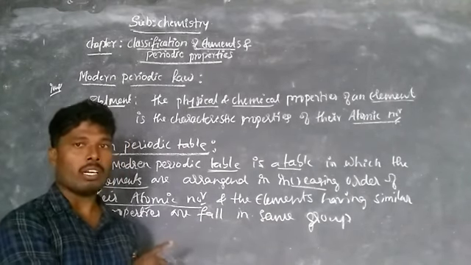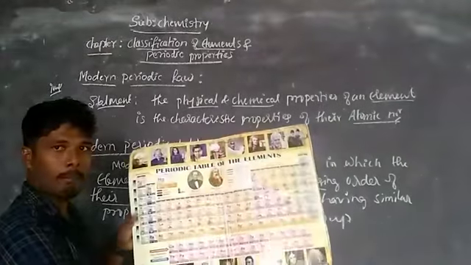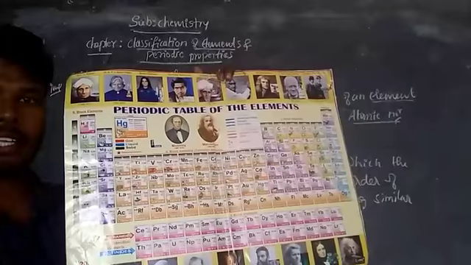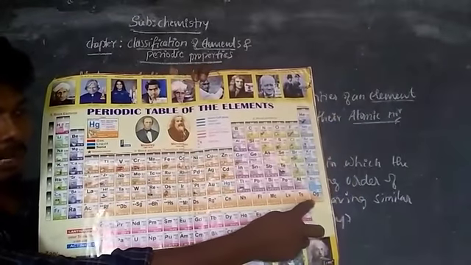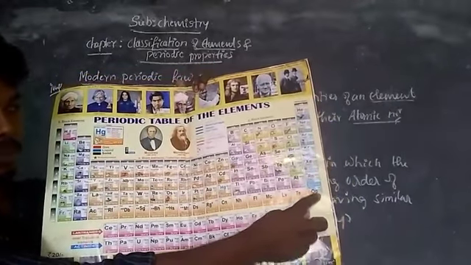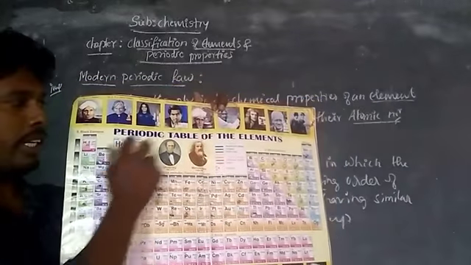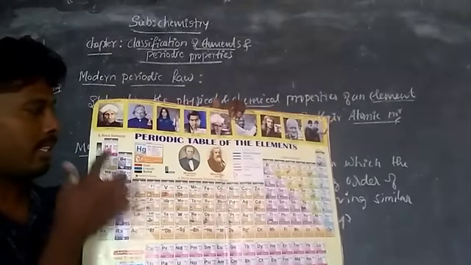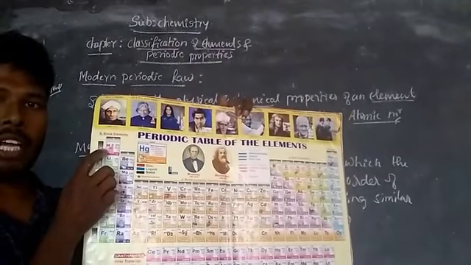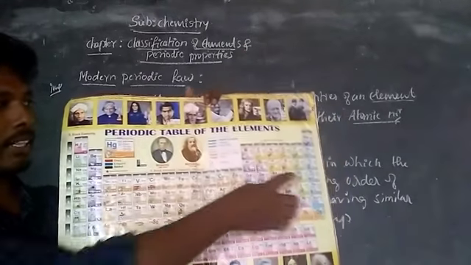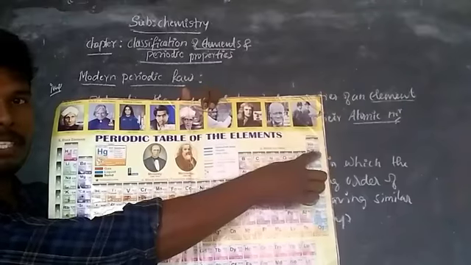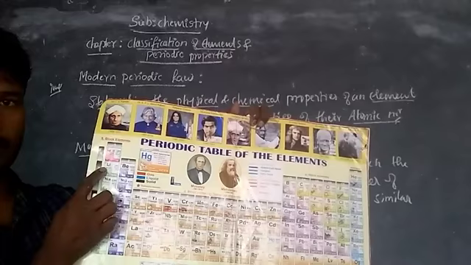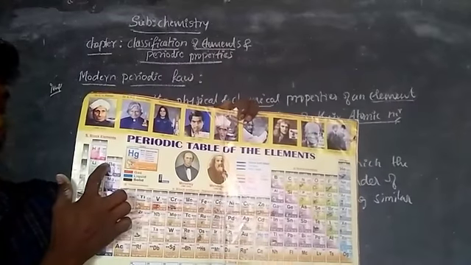Listen here, this is the modern periodic table. It consists of 118 elements, arranged in increasing order of their atomic number. This is the first element, hydrogen, with atomic number 1. The second one is helium, atomic number 2. So the order increases from left to right. Then the third one is lithium, and the fourth one, beryllium, has atomic number 4.